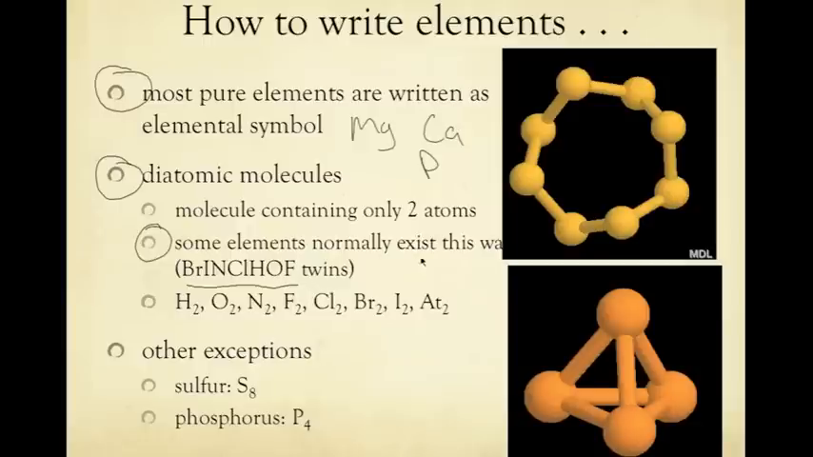So anytime we write these guys by themselves, and this is just by themselves, remember, when they're in a compound, we usually have to do either crisscross if it's ionic, or we use the Greek prefix system if it's covalent. But when it's by itself, we always give it a 2. So H2, O2, N2, F2, Cl2, Br2, I2.